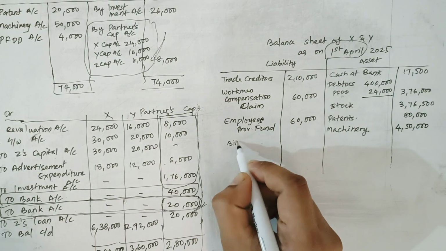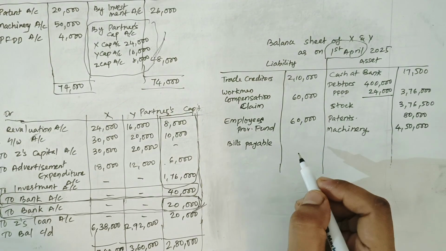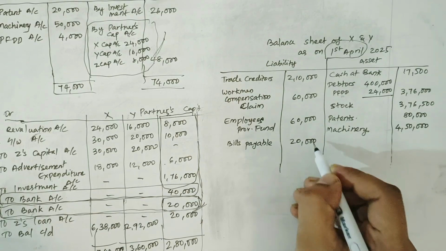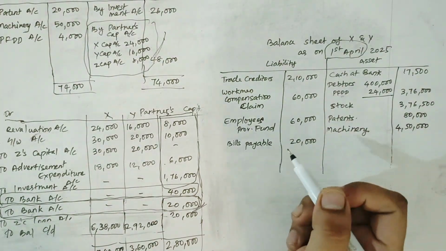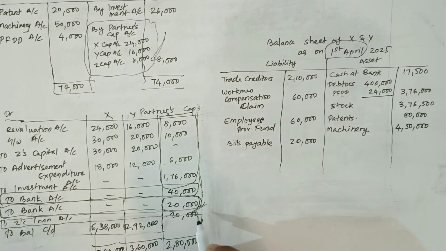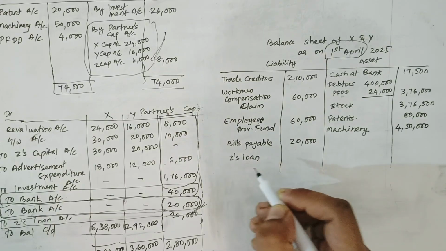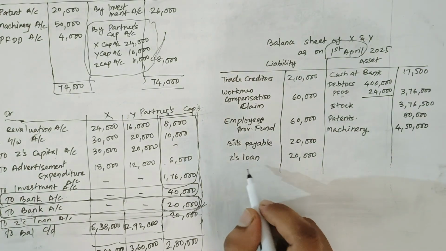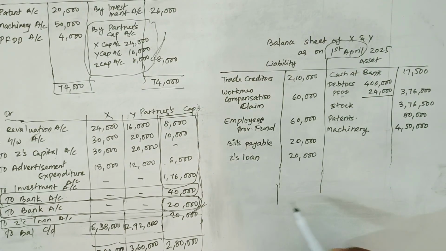So, bills payable. It's a liability to be paid in the future. The amount is 20,000. Okay, bills payable is recorded now. Z's loan account also has to be recorded. Z's loan, the amount is 20,000. Okay, we have recorded Z's loan account.